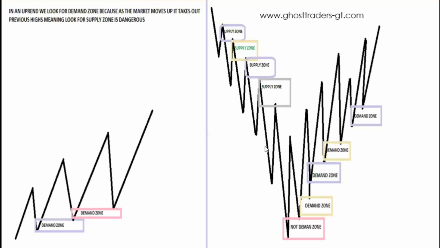So now, let's look at an example here. What we see here, I've written that this area is not a demand. I've indicated that this is not a demand zone.